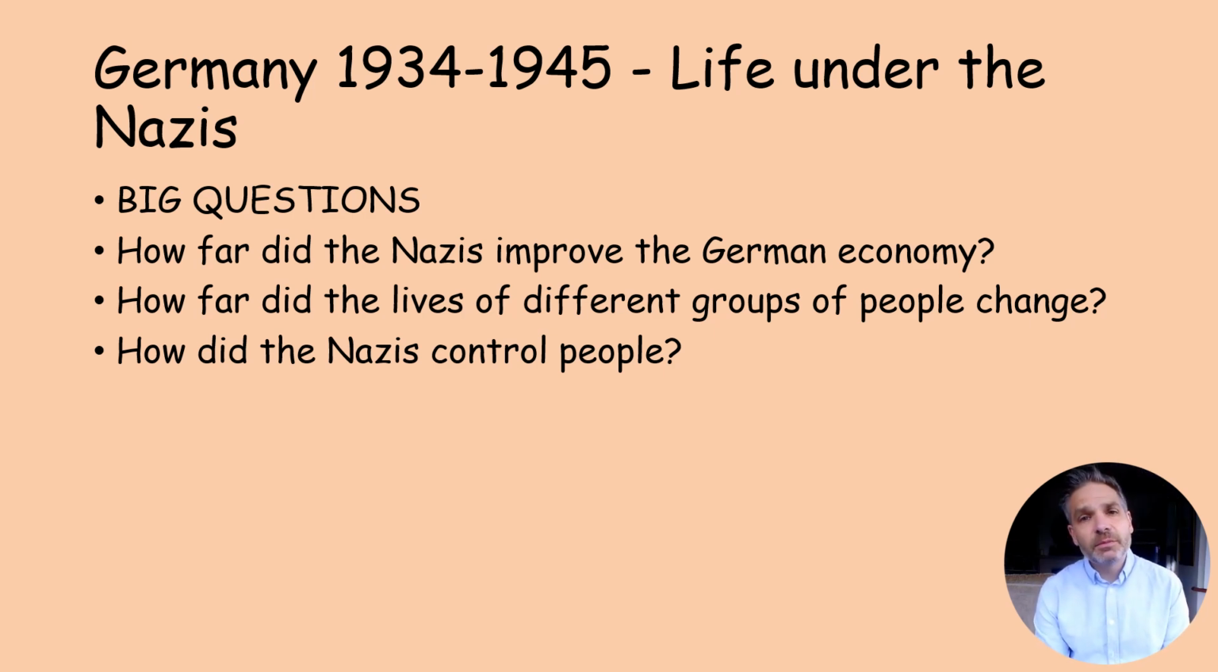And how do the Nazis control this population? Remember, less than 50% have voted for them. How do they go about controlling the population? Through force and fear, but also through censorship and propaganda. So that's where we go now.